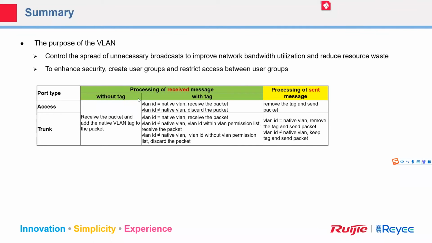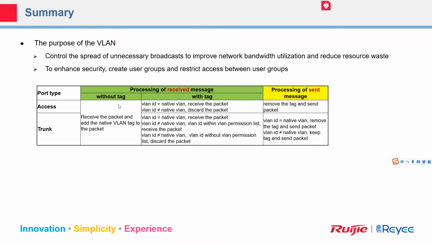And this one is very important for us. We talked about two types of switch interfaces, right? One is access, one is trunk. And how do they deal with the packets? We divide the process into receiving the message and sending out the message. The process is different. When we receive packets, maybe from a terminal, maybe from a switch, different interfaces will have different processes.